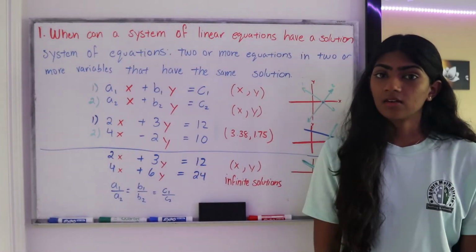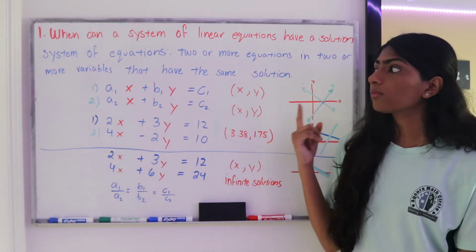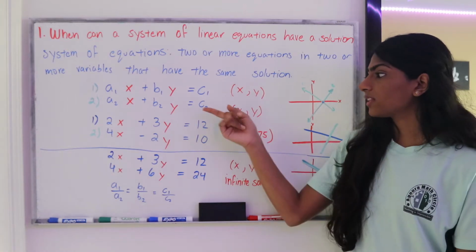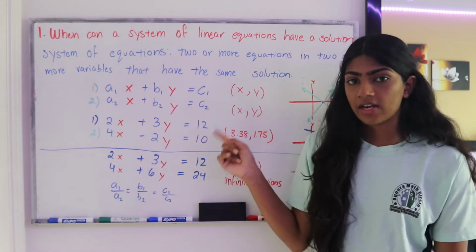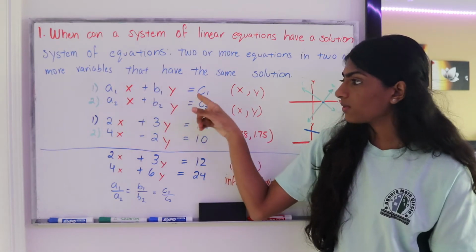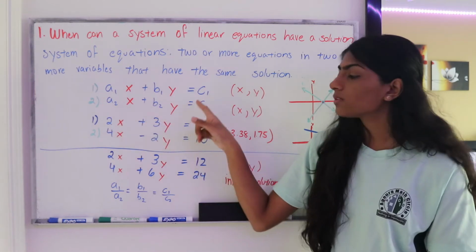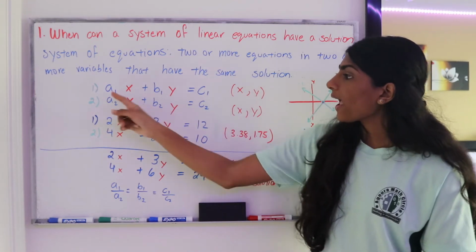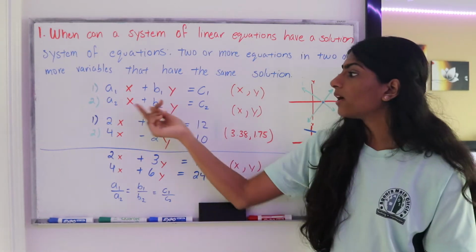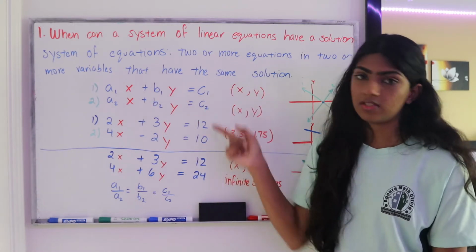So before we begin, we should define what a system of equations is. A system of equations is two or more equations in two or more variables that have the same solution. This is the standard way of writing a system of equations: a1 times x plus b1 times y equals c1, and for the second equation we have a2 times x plus b2 times y equals c2. A and b in both of these cases are coefficients, or numbers that are being multiplied by these variables. And the variables x and y are the same for both of these equations.